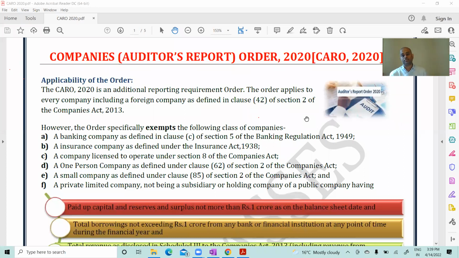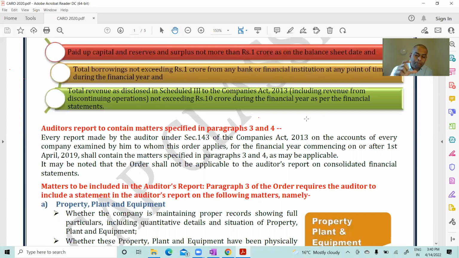Part two is the detailed questionnaire consisting of those 12, 16, 20, whatever points are there. So skipping this applicability, we'll go to that ABCD part and then we'll come back to applicability.